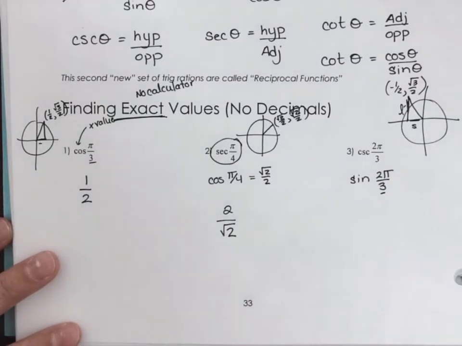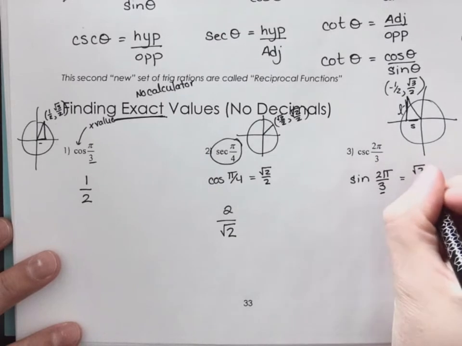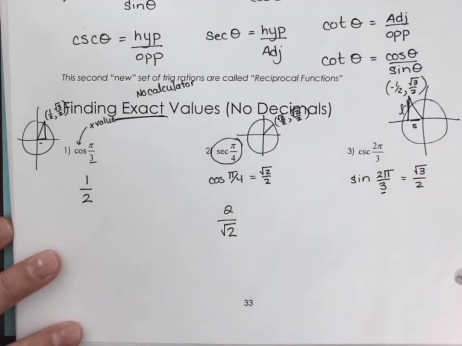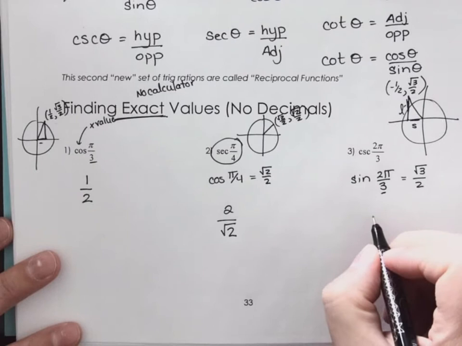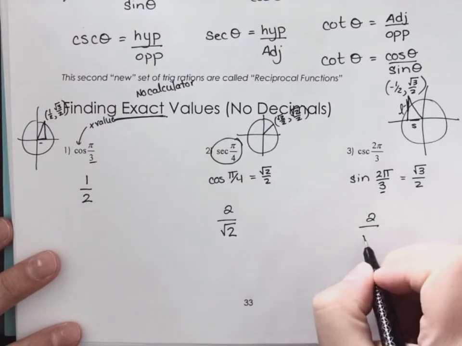Sine is y, so that's going to be the root 3 over 2 and it's positive. So what's cosecant of it? 2 over root 3.